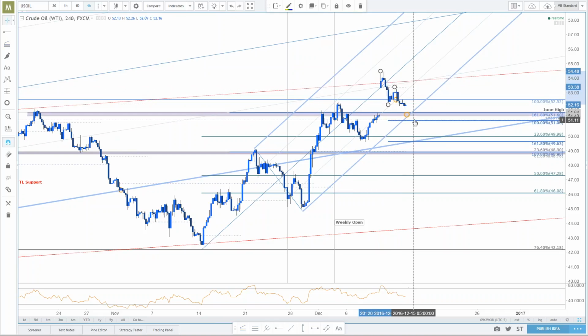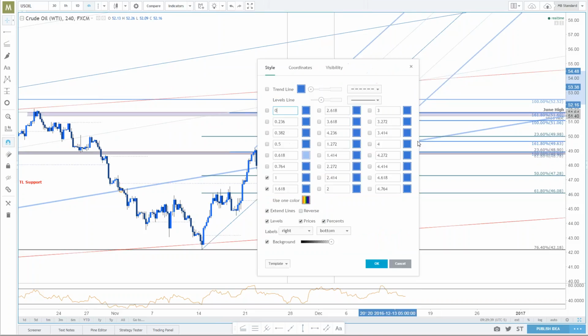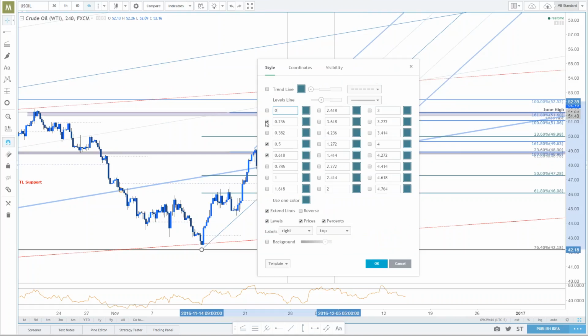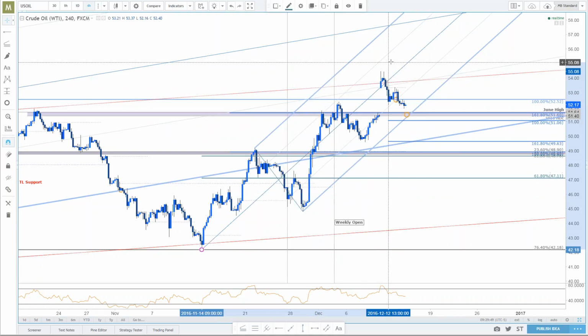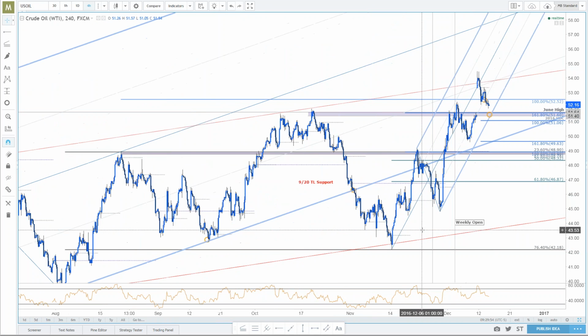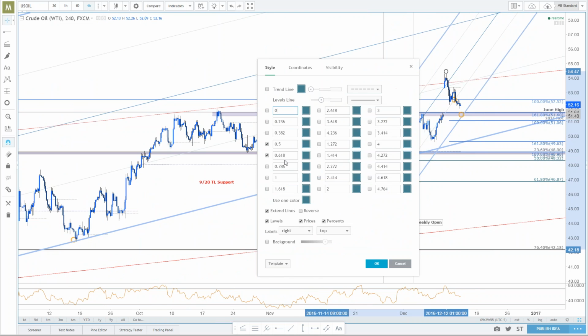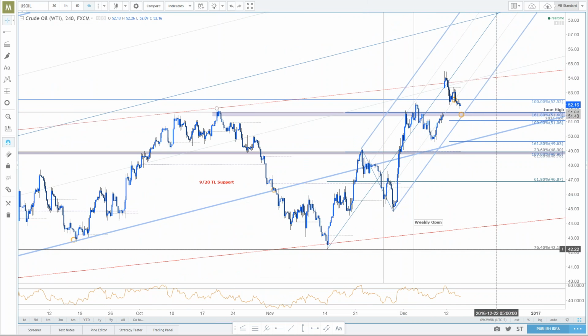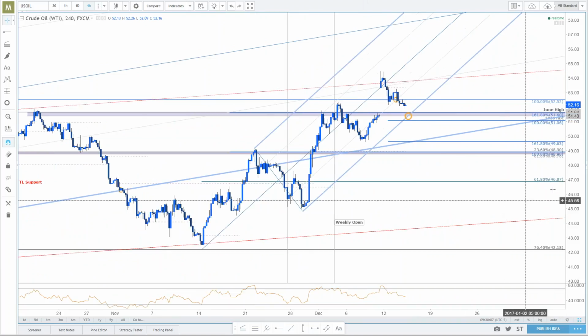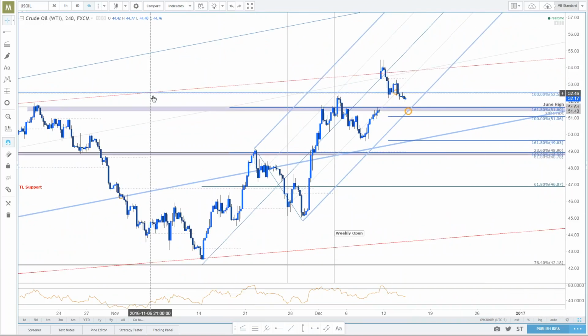Just lower 51 is that 100% extension. I'm going to go ahead and leave that on there and get rid of this 236. 51.06 into 51.60, key near-term support here on crude.